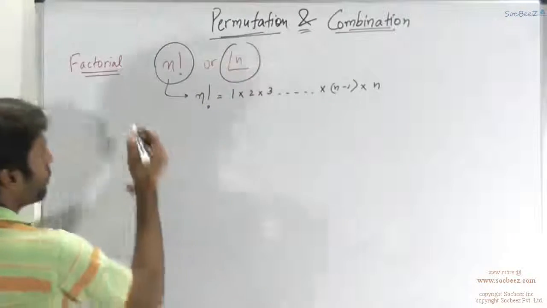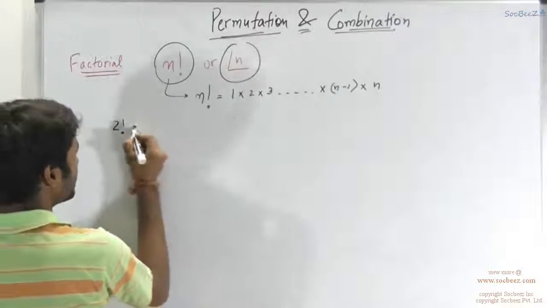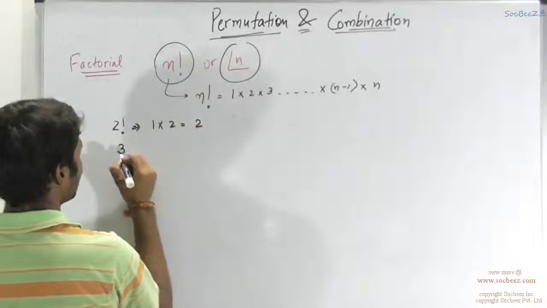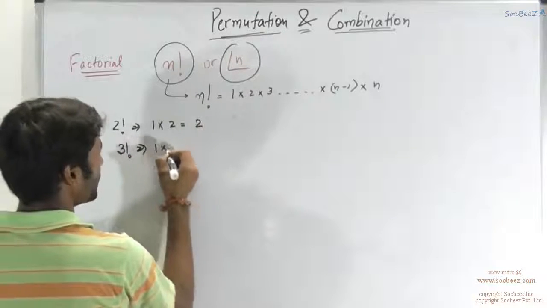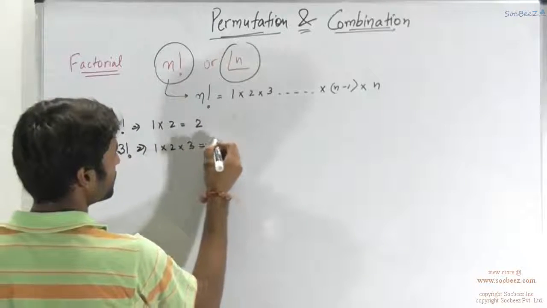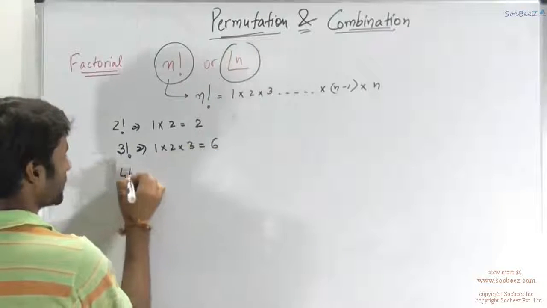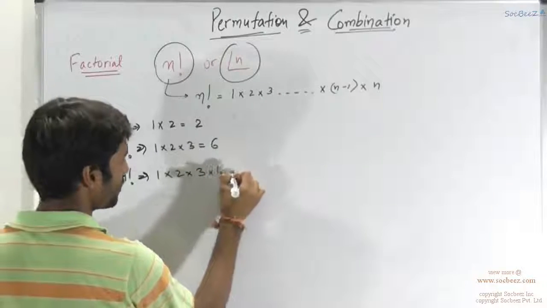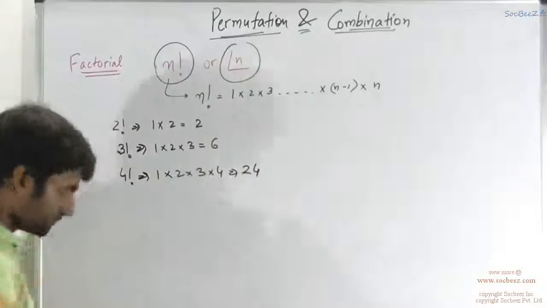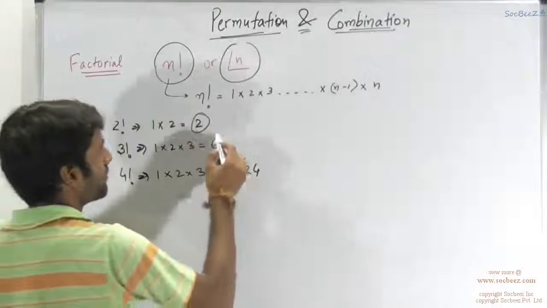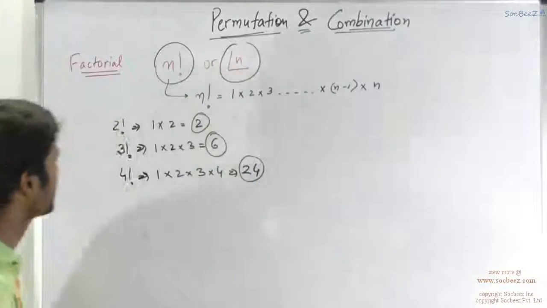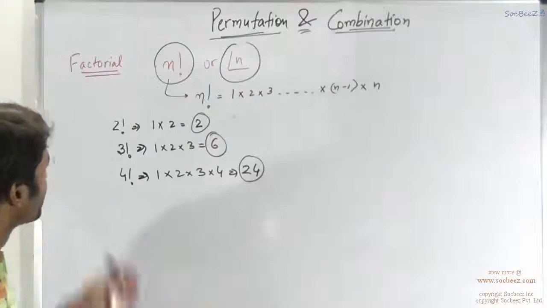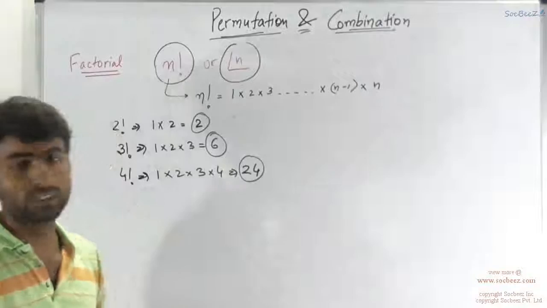If I ask what is 2 factorial, it means 1 into 2, that is 2. 3 factorial is 1 into 2 into 3, that is 6. Similarly, 4 factorial is 1 into 2 into 3 into 4, that is 24. This is how we generally find factorials. It is the multiplication of the first n natural numbers. So this is what is known as factorial.